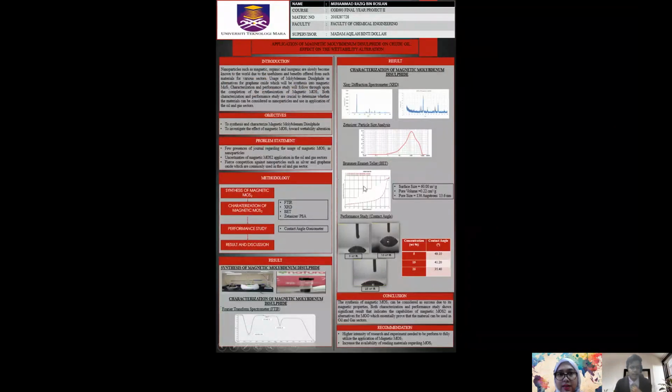First, I would like to start with my introduction. My name is Muhammad Raziq bin Roslan, and I am from Group B, and also my final year in UiTM. I am under the supervision of Meda Akila binti Dola, and my project title is the application of magnetic molybdenum disulphide on crude oil, and also the effect on the wettability alteration.